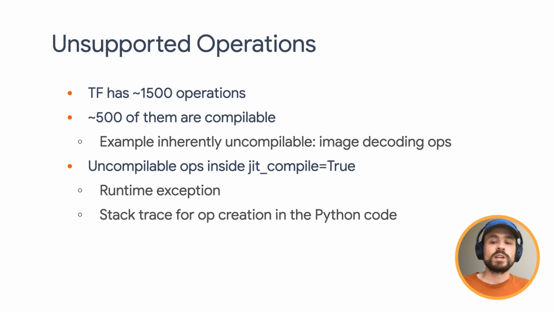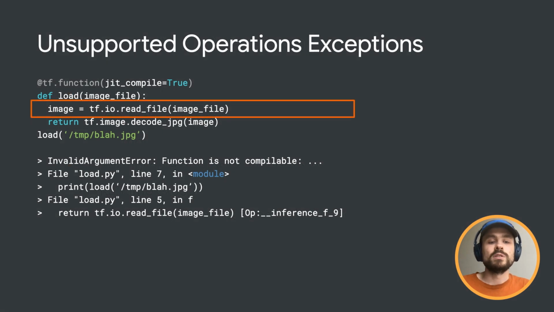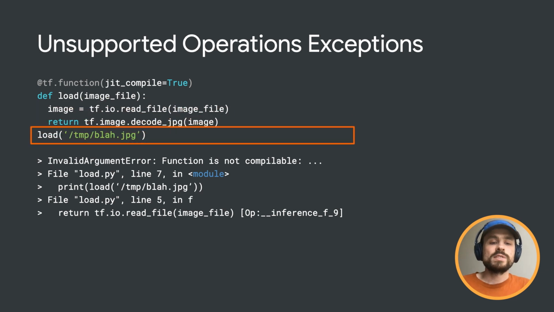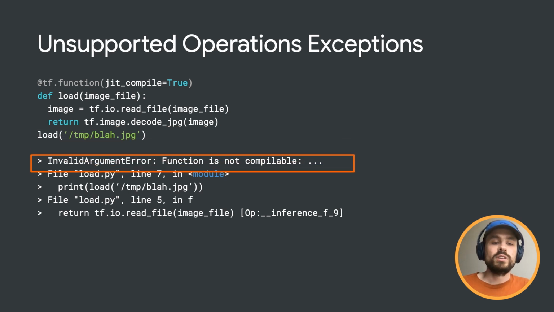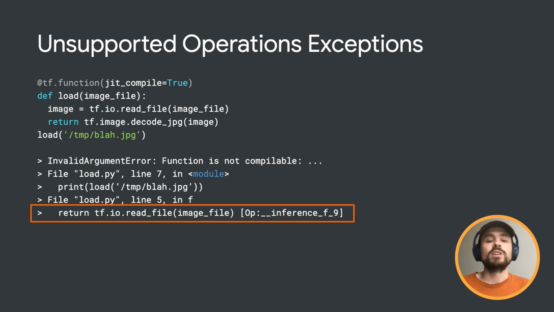Moreover, the exception will contain a stack trace indicating exactly where the uncompilable op was defined, so you can refactor your code. So let's see that in the example. In this case, the function load invokes an operation to read the file, which is not inherently compilable with XLA. If you attempt to run such a function with JIT-compile equals true, you will get an invalid argument exception with the attached stack trace pointing out the definition of the uncompilable op. This information will help you to refactor the function in order not to try to compile the uncompilable op, as was done in the previous example, avoiding the uncompilable collective.